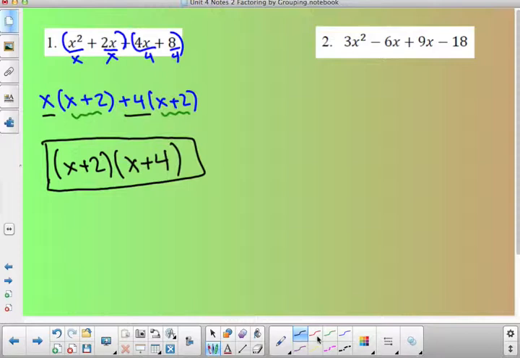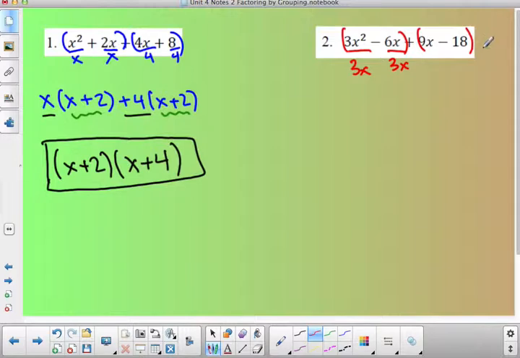Let's try number 2. In number 2, I have 3x squared minus 6x, and I have 9x minus 18. Those are my 2 groups of 2. 1, 2, 3, 4 terms. I split them into 2 groups of 2. Now look for the GCFs. From 3x squared minus 6x, I can take out a 3, and I can also take out an x.